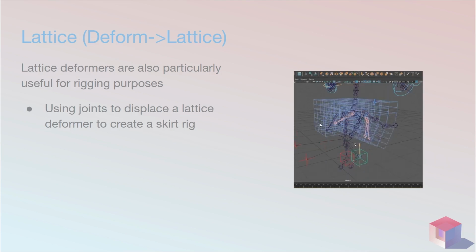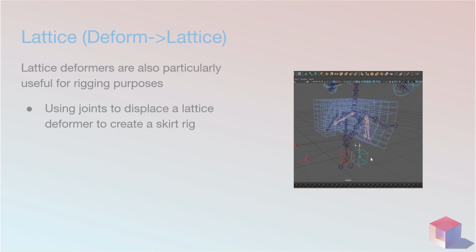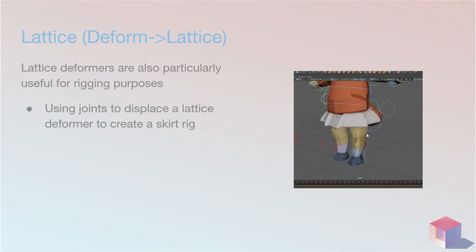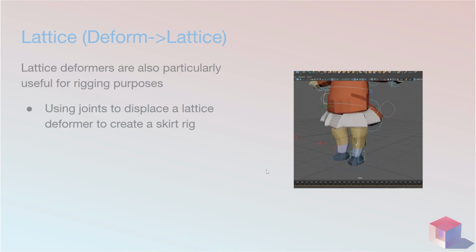As seen here, this is a skirt rig that I did for the Melchan mascot. It uses the joints to deform the lattice, which deforms the skirt.